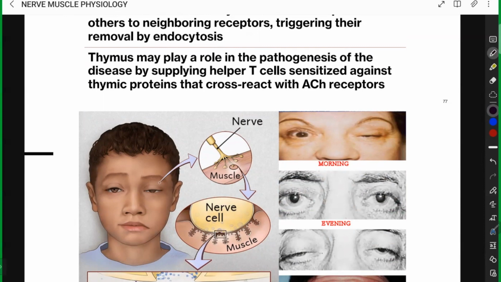So what happens is, with repeated activities, the patient has normal muscle power after sleep and rest. Okay, when you give a repeated activity, what happens? Already there is a blockage of your acetylcholine receptors.